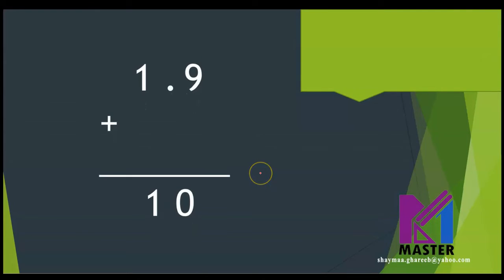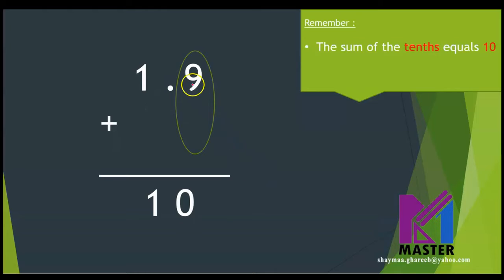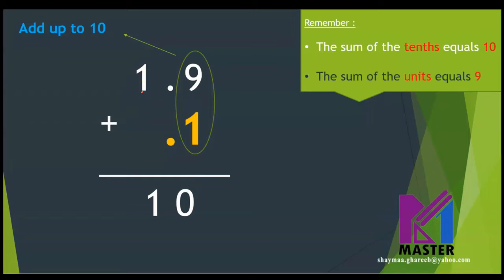One more example. 1.9. I have 9 in the tenths place, so I need one more. And what about this one? I need 8 more. So I have 10 now. Both of them, 9 tenths and 1 tenth, again form 1 whole, and 1 and 8 form 9. Then 9 and 1 makes 10.